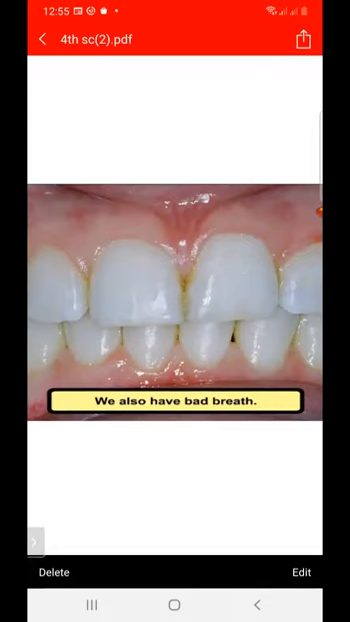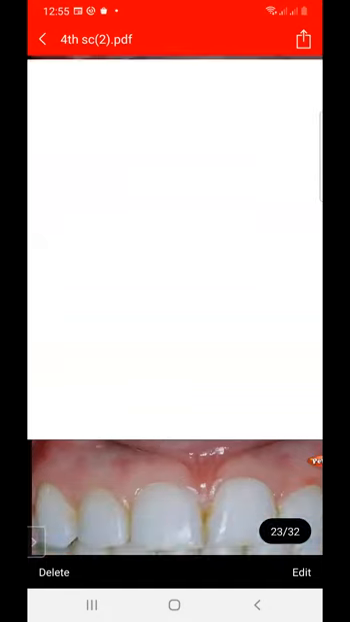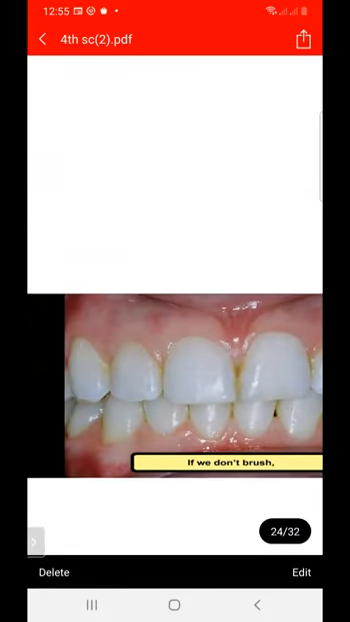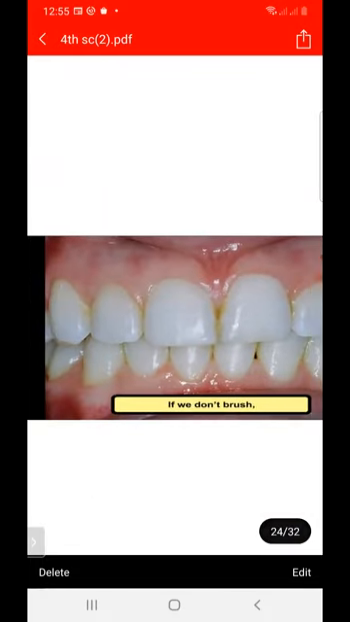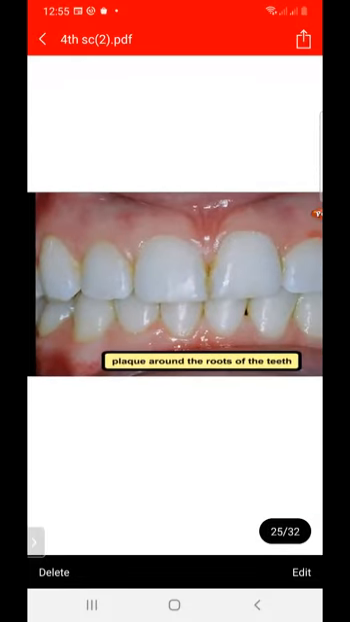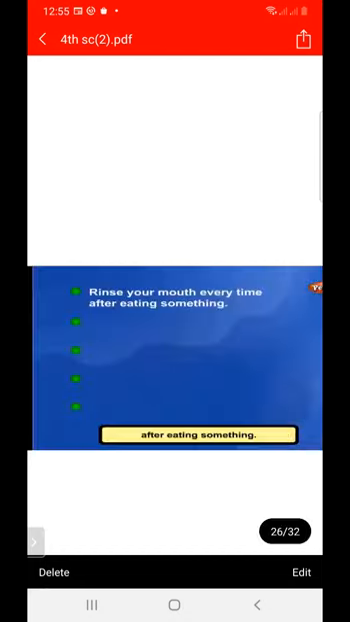इस yellow covering की वजह से दांतों में क्या आएगी, गंदी स्मेल आएगी. The germs breed there and form a yellow covering. As we discussed, if we don't brush, अगर हम उसको brush नहीं करेंगे, we get the bad smell. And the plaque around the roots of the teeth occurs. The yellow portion shown is the plaque, and it appears around the teeth.